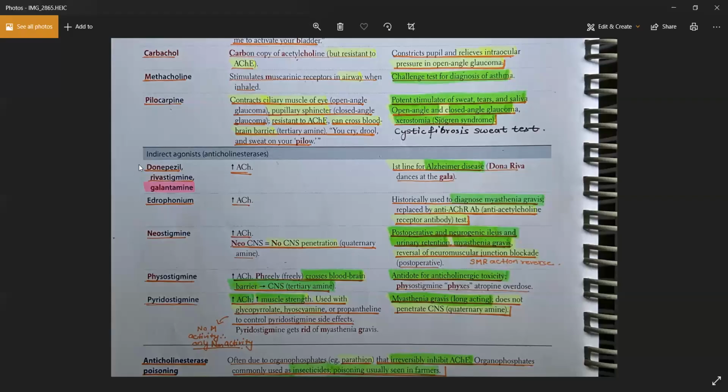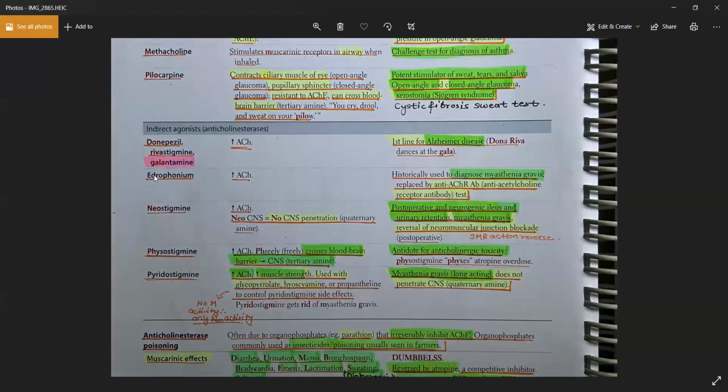So the first drugs are donepezil, rivastigmine, and galantamine. Very important to know: in Step 1, they do not give you donepezil or rivastigmine, they will give you galantamine instead. So you need to remember all three drugs. They are used for the treatment of Alzheimer's disease. They will cause increased release of acetylcholine, and one of the causes of Alzheimer's disease is the loss of acetylcholine. So you give these drugs to the Alzheimer's patient.